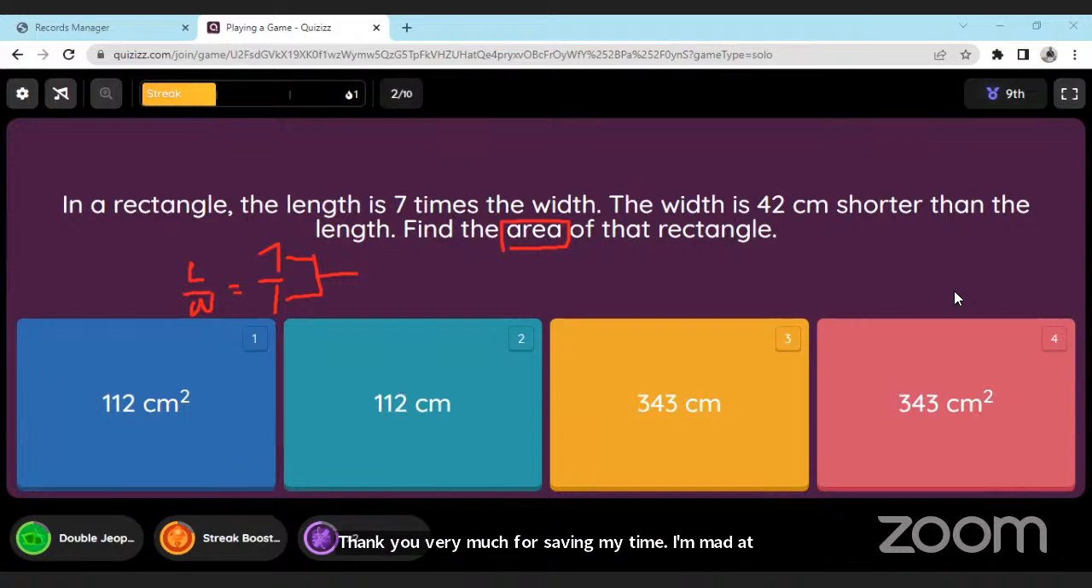Is it cm or cm square? Centimeter or centimeter square?